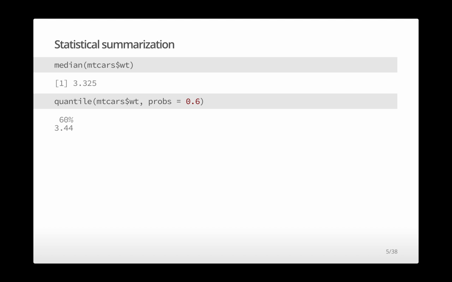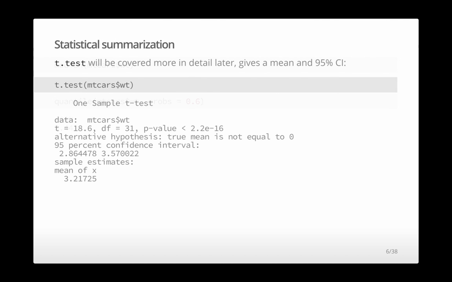So I want the 60th percentile. Okay, put in probs equals 0.6. I want the deciles, right? We can do that: 0, 0.1, 0.2, 0.3. And I'll show you an easy way to make that sequence from 0 to 1 by 0.1.